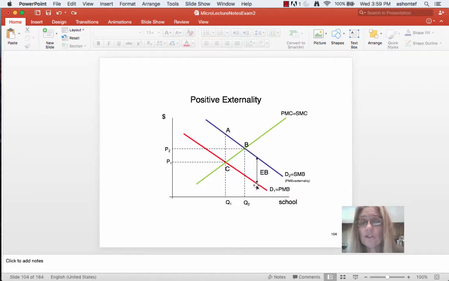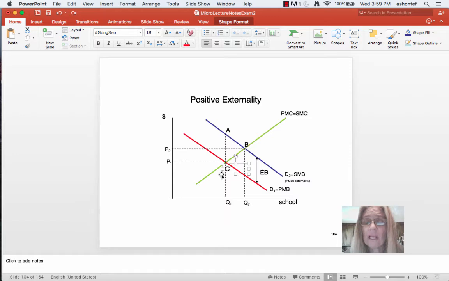For example, going to school. Not only do we benefit from going to school, but society as a whole benefits because we have a more educated labor force now. So what happens is we as individuals would decide how much schooling we want to have, which would be where our demand and supply intersect. So we find that society says we want more education than what the individual on their own would do.